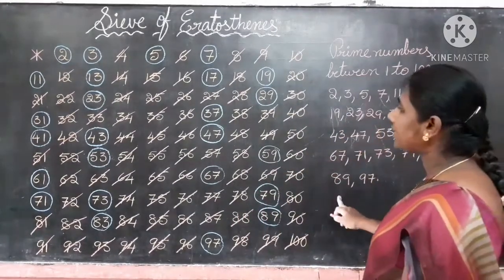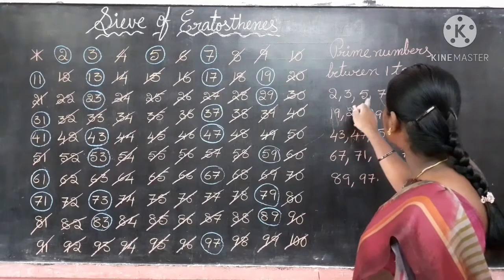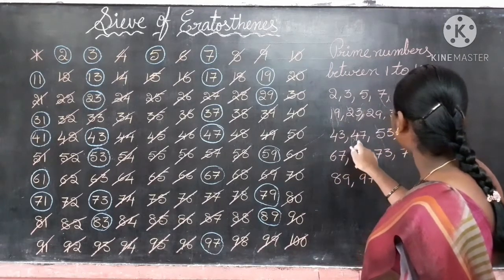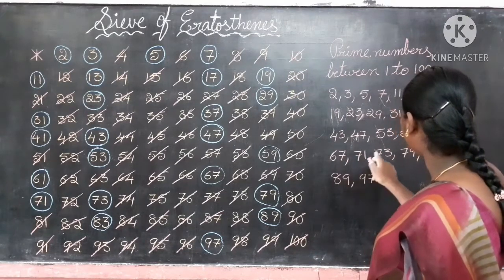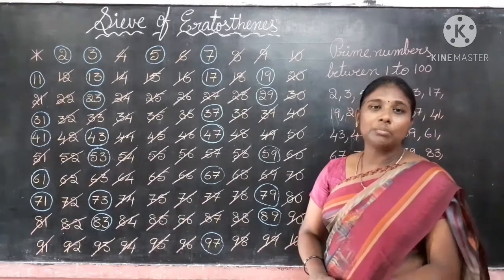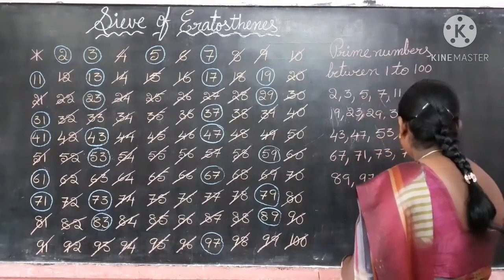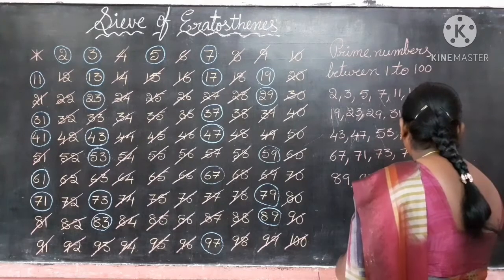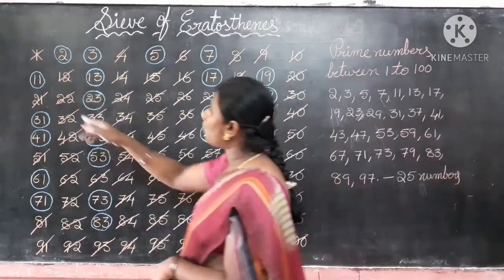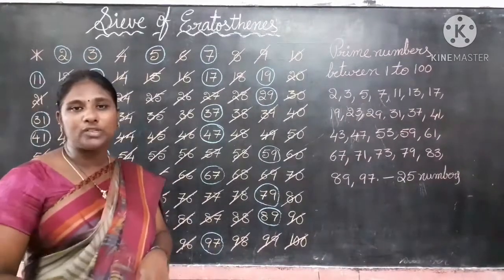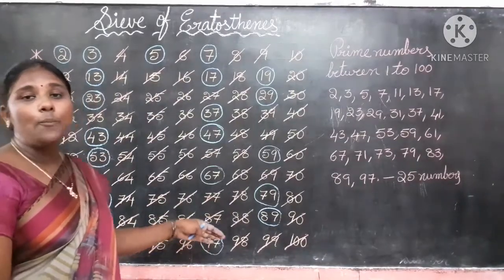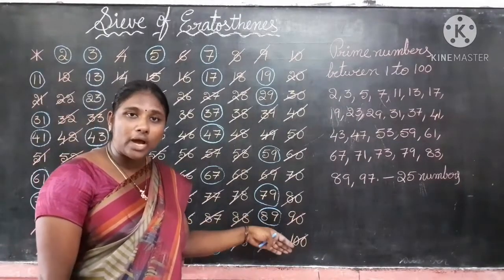How many prime numbers are there between 1 to 100? 1, 2, 3, 4, 5, 6, 7, 8, 9, 10, 11, 12, 13, 14, 15, 16, 17, 18, 19, 20, 21, 22, 23, 24, 25. So the total prime numbers between 1 to 100 is 25 numbers. If you observe here, 1 is neither prime nor composite. All the remaining struck-off numbers are composite numbers between 1 to 100.